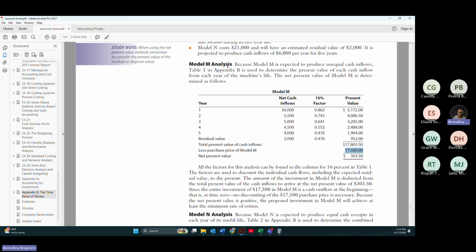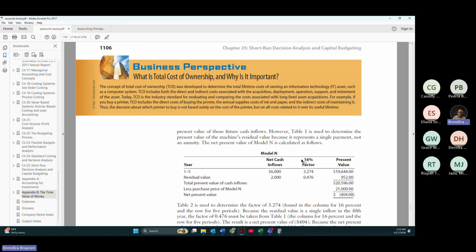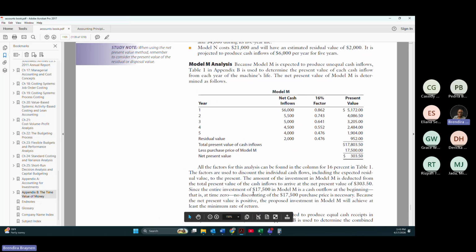This particular question is different just because it's not the same payment every year compared to this one. They receive the same $6,000 every year. But in this one, they don't. You're going to get a question that's more like this one. Okay? What that says is make sure you're using the right table and the right factor.